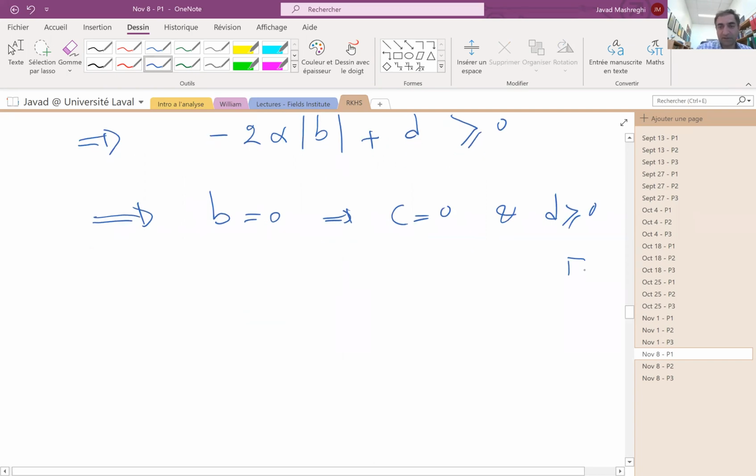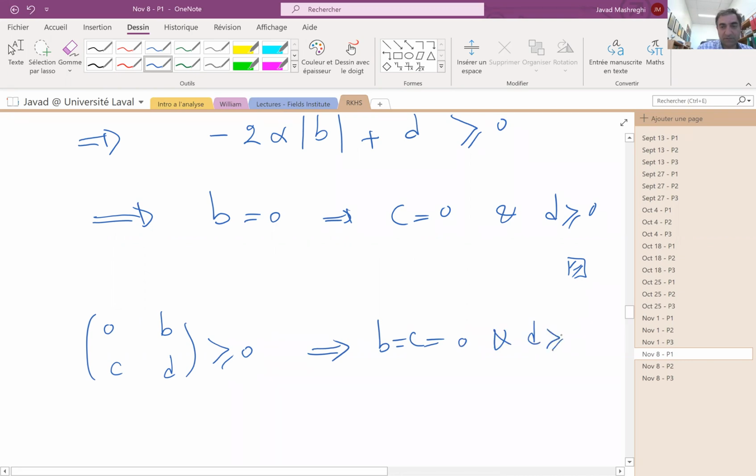Therefore, if you have a matrix 0, B, C, D bigger than or equal to 0, then B is equal to C equal to 0 and D is also bigger than or equal to 0. Of course, this is reversible, but I don't need that, but it's trivial.